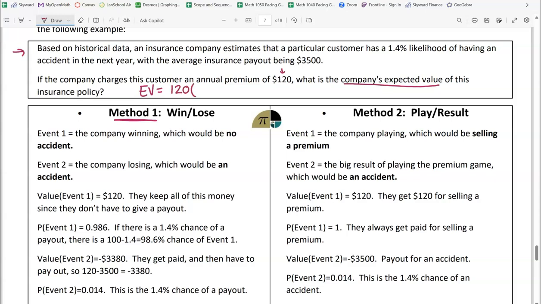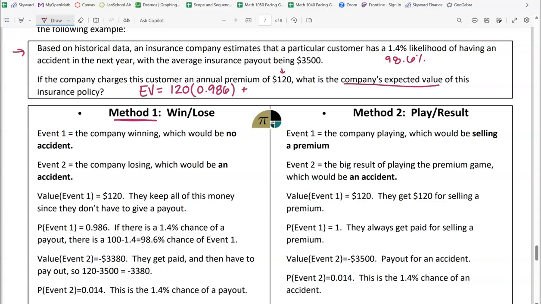And then we want to put the proportion for how likely that is to happen. So we have a 1.4% likelihood of having an accident. That means not having an accident would be a 98.6% chance, right? Now we are going to change this to a decimal, so I'm going to go 0.986. Okay, so they have a 98.6% chance of getting $120.